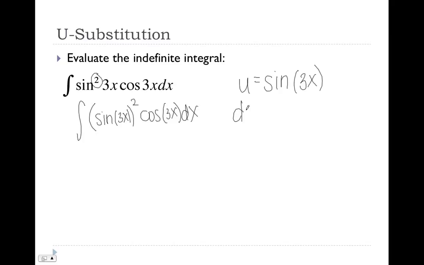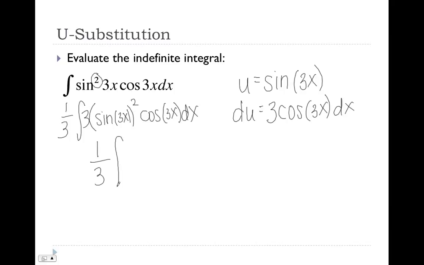Okay. du is going to be cosine of 3x times 3 dx. Don't forget the chain rule there. And so I need a 3 in order to justify my du, which means I need a 1/3 out front. So this, upon substitution, becomes 1/3 times the integral. Sine of 3x is u, so this is u squared. 3 cosine 3x dx is du.